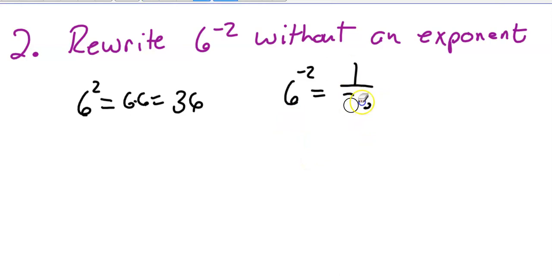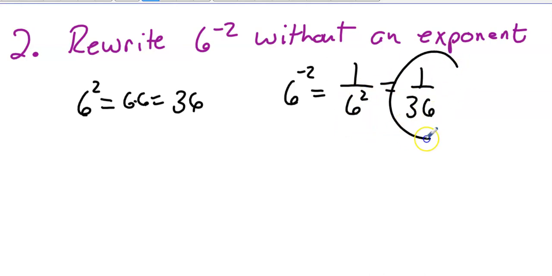And a lot of times that's the way the book is going to show it. If you've got a negative exponent, that's really going to be 1 over 6 squared. And then 6 times 6 would be 36. So the key thing is, if it's a negative exponent, it basically means the answer needs to be a fraction.